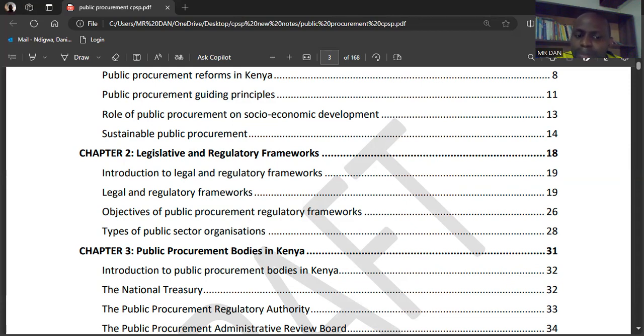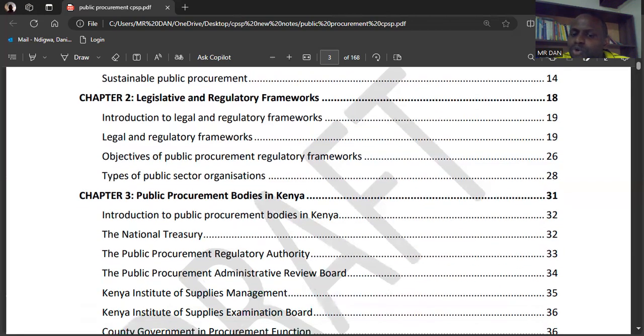Number 3 will be public procurement bodies in Kenya. Remember, procurement is a profession. Therefore, we must have bodies that are going to regulate public procurement in Kenya. And one of the bodies that is very critical is the National Treasury, also referred to as the Ministry of Finance. So they are the ones who come up with various policies. They design what practitioners are supposed to follow.